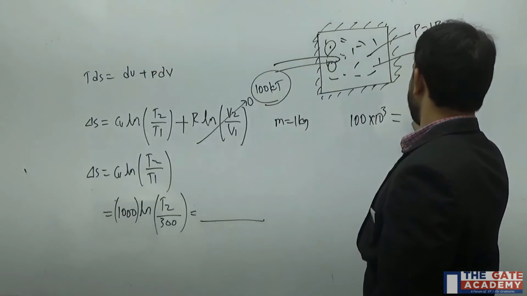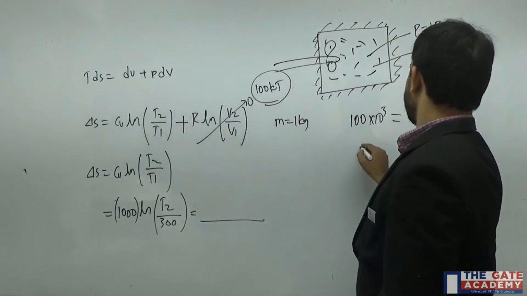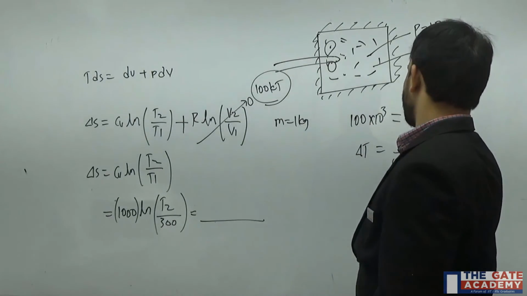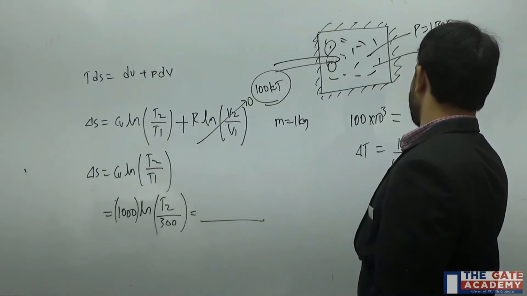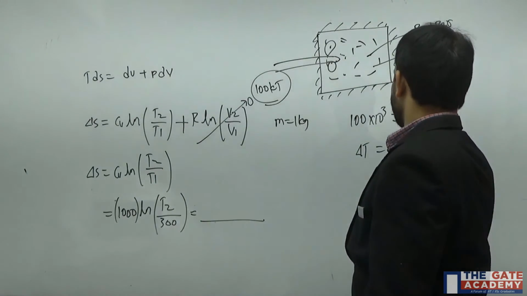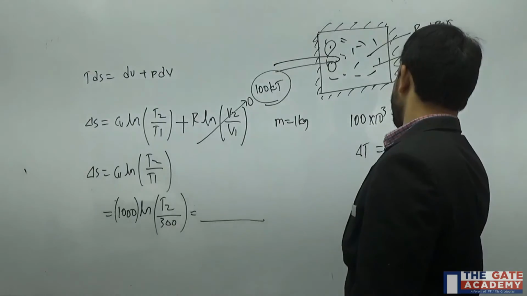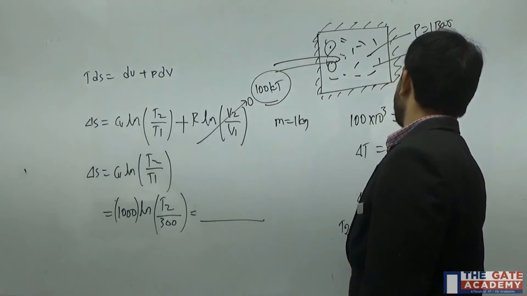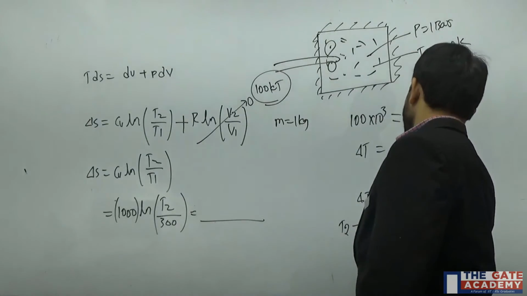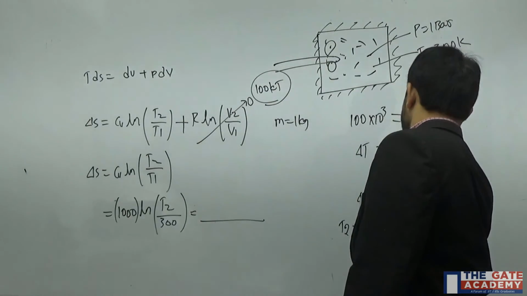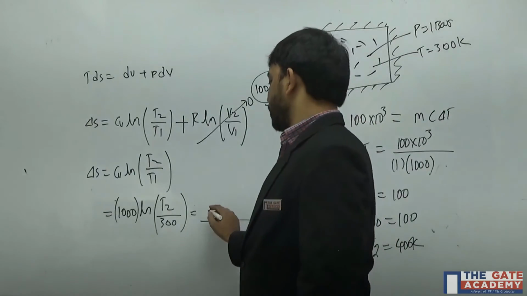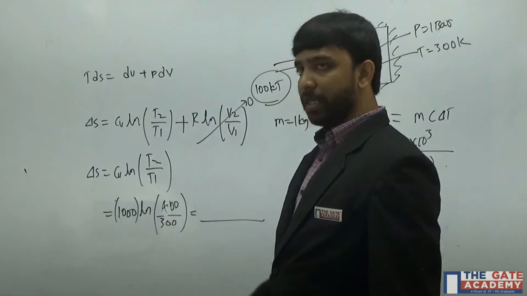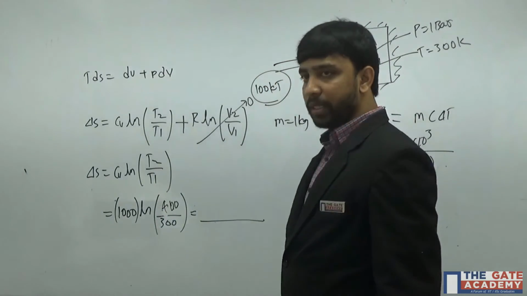The increase in temperature is m c delta T. So delta T is 100 times 10 power 3, divided by mass 1 kg and C of 1000 joules per kg Kelvin. If you simplify this, you will get delta T is 100. Delta T is nothing but T2 minus T1, so T2 minus 300 is 100. The value of T2 is 400 Kelvin. So the final temperature is 400 Kelvin. So the change in entropy of the gas is 1000 log 4 by 3.